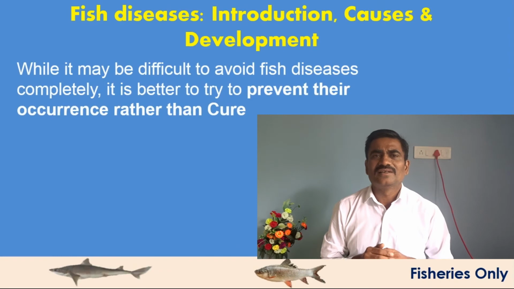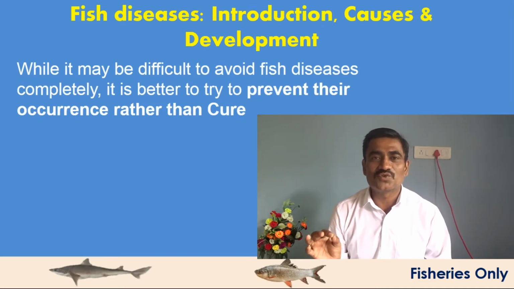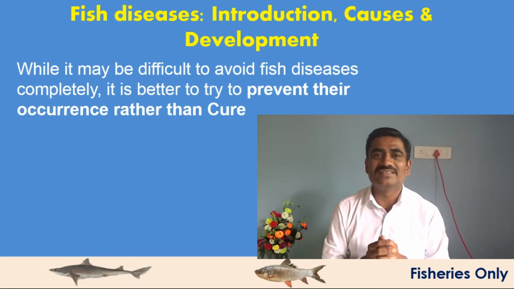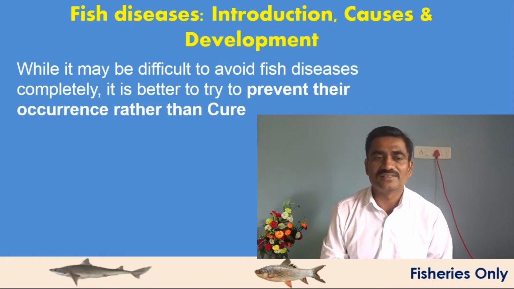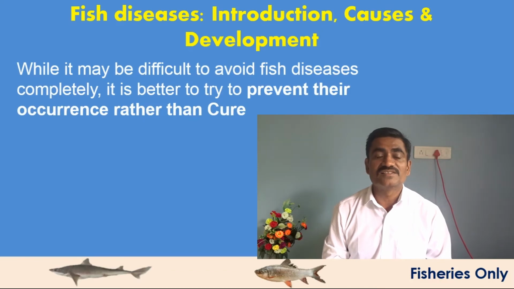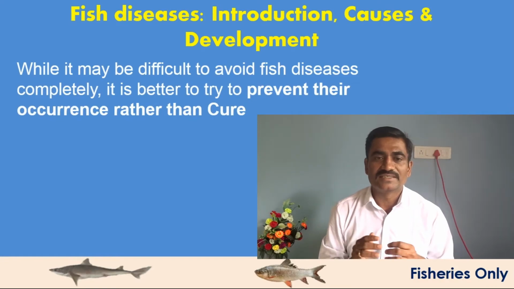In aquaculture, avoiding diseases completely is not possible. A completely disease-free pond or culture system is not possible, but it is better to try to prevent their occurrence rather than to cure. It is said that prevention is better than cure. So we have to prevent the diseases instead of curing or treating them. That is the main aspect. These are the conditions.